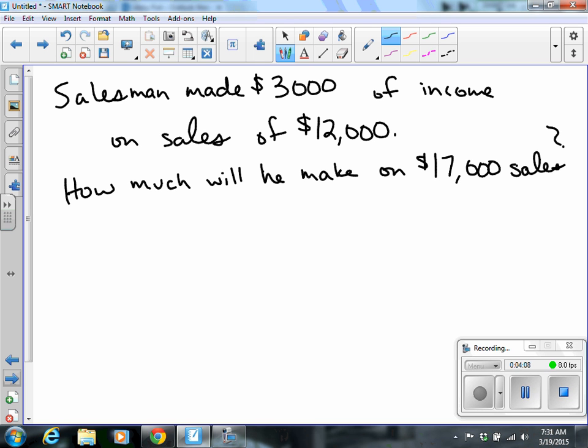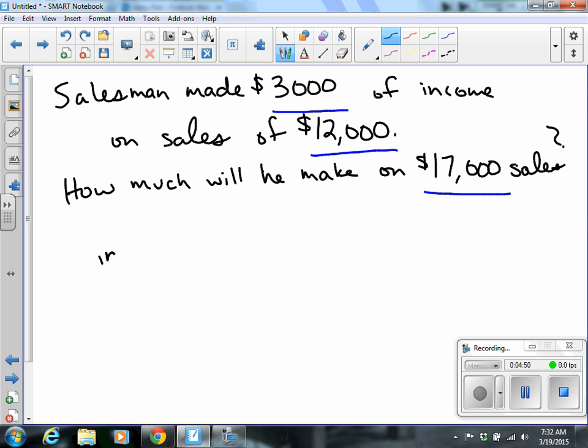So with that, I know that we've had some issues with story problems. I'm going to underline the numbers that we have. So looking at this, I've got 3,000, 12,000, and 17,000. The salesman made $3,000 of income on sales of $12,000. So we know based on sales that they get a commission. They get a percentage of the sales that they get.